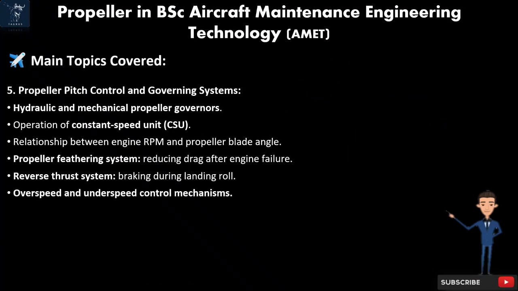5. Propeller pitch control and governing systems. Hydraulic and mechanical propeller governors. Operation of constant speed unit, CSU. Relationship between engine RPM and propeller blade angle. Propeller feathering system, reducing drag after engine failure. Reverse thrust system, braking during landing roll. Overspeed and underspeed control mechanisms.